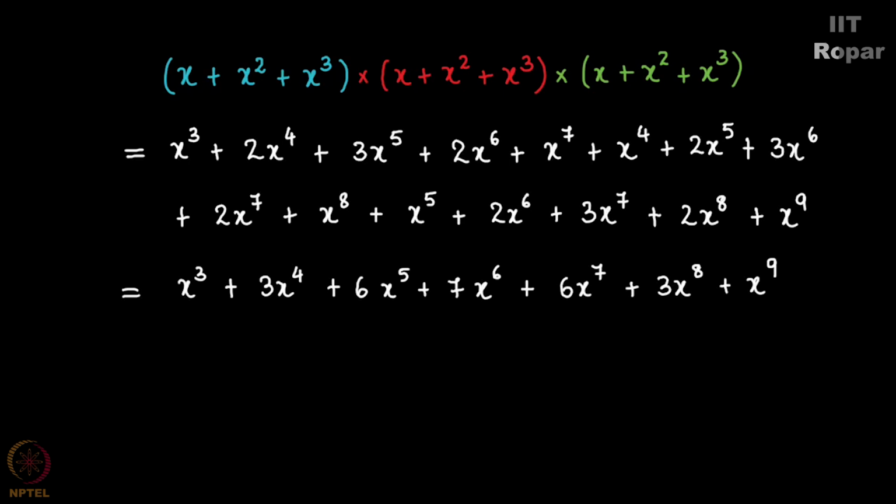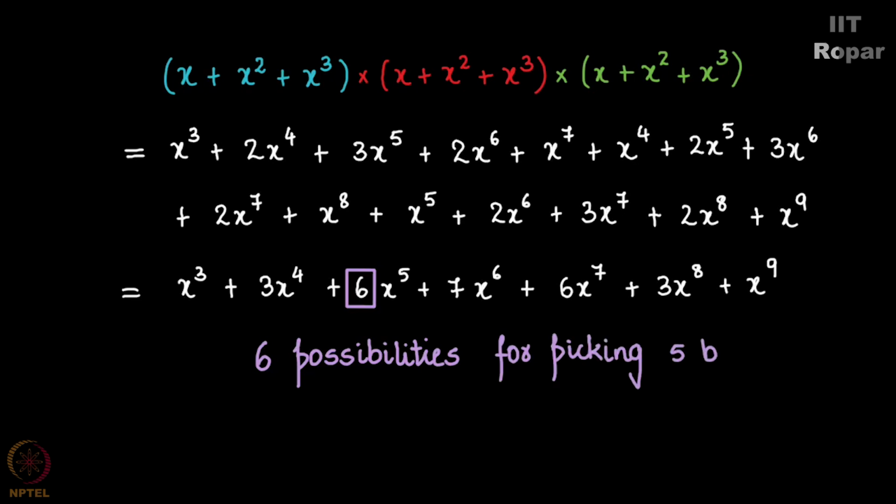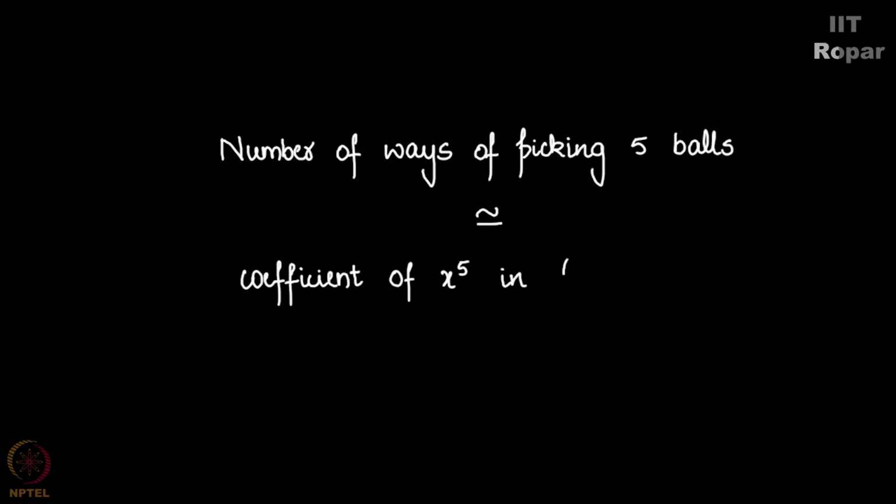Now, the professor had told you to observe the coefficient of x to the 5. So what is it? We see that the coefficient of x to the 5 is 6. Do you see that we had 6 valid possibilities for picking 5 balls and the coefficient of x to the 5 here is 6? Do you see the relation? Well, the relation is the number of ways of picking 5 balls is the same as the coefficient of x to the 5 in the product of x plus x square plus x cube, the whole cube.